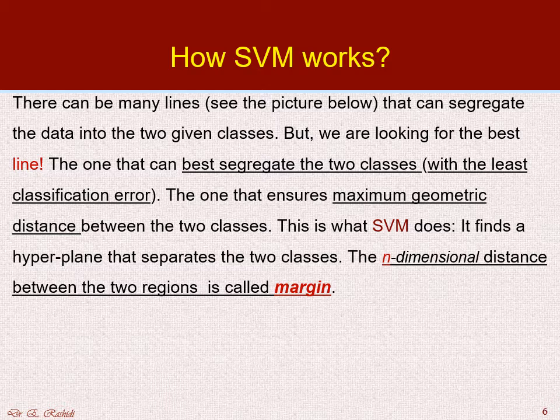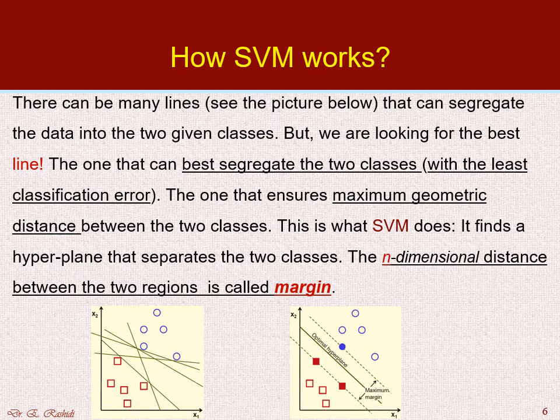The n-dimensional distance between the two regions is called the margin. So this means that in SVM, we are looking for a hyperplane with the largest margin. Let's take a look at an example here. On the left, we have the previous example with the two classes in two dimensions. And you see that we have a few hyperplanes. We actually can have an infinite number of hyperplanes that segregate these two classes from each other. These are just a few examples. So which one should we use?